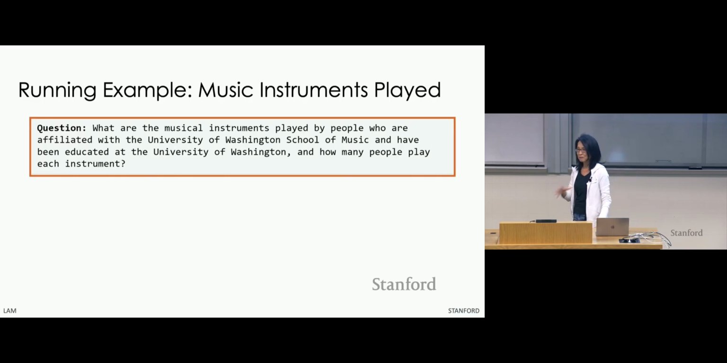Let us look at something a little bit more interesting, okay? So here's a question. What are the musical instruments played by people who are affiliated with the University of Washington School of Music and have been educated at the University of Washington? It's not just affiliation, they actually were educated there. And how many people play each instrument? So what does the answer look like? The answer is going to look like instrument and numbers for each instrument. And the number of people have to satisfy these two conditions.